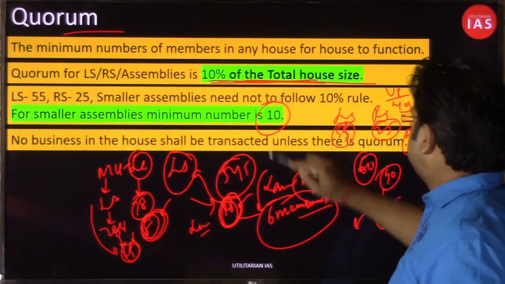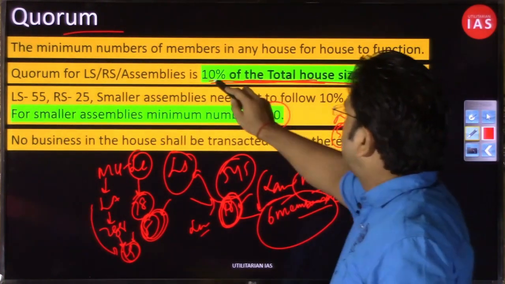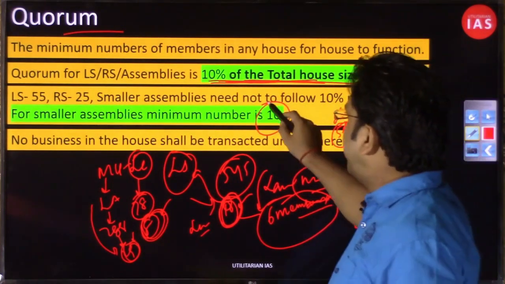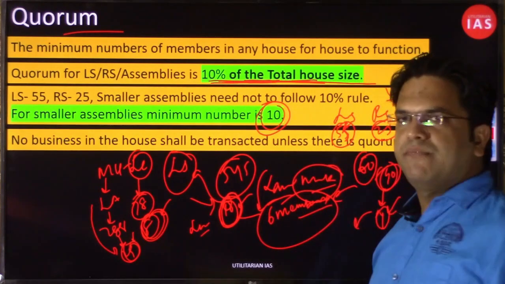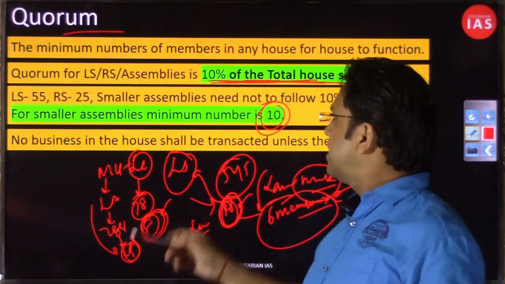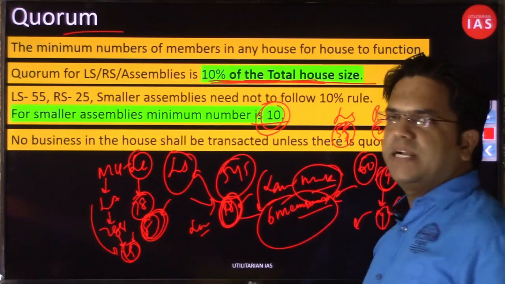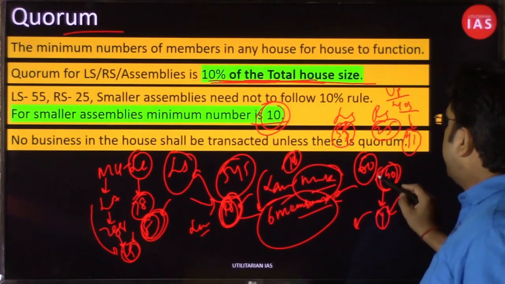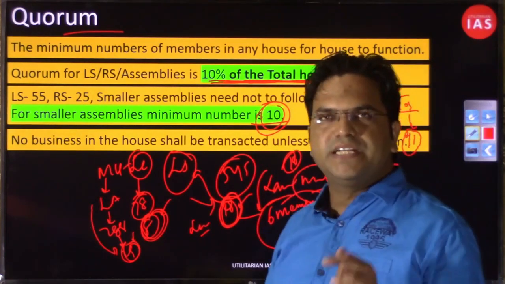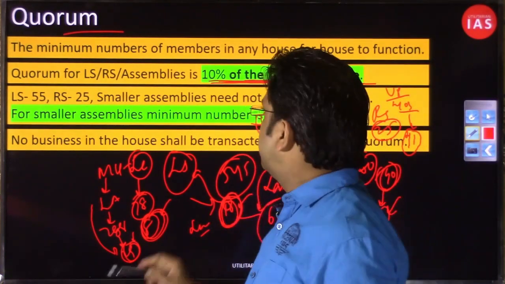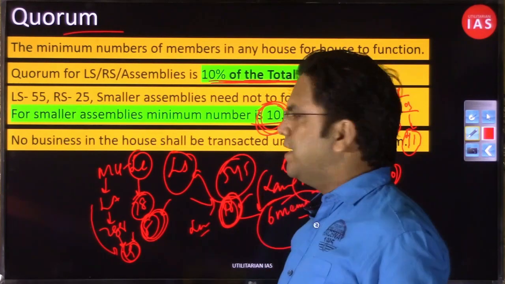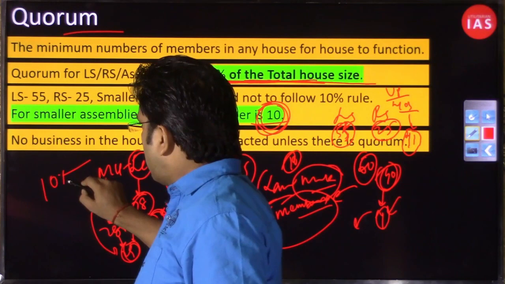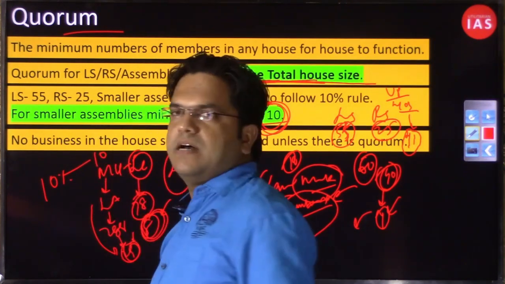So in the cases of smaller assemblies, this rule of 10% can't be applied, and so the rule is either 10%, or if 10% is less than the number 10, then 10 people should be present. So in cases of a smaller assembly where the 10% rule translates into a number less than 10, the quorum would be 10. So you can simply read that it is either 10% or 10, whichever is larger.